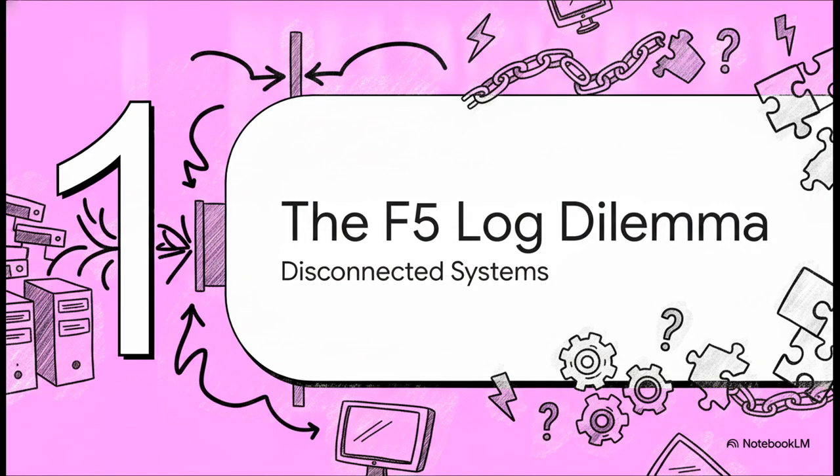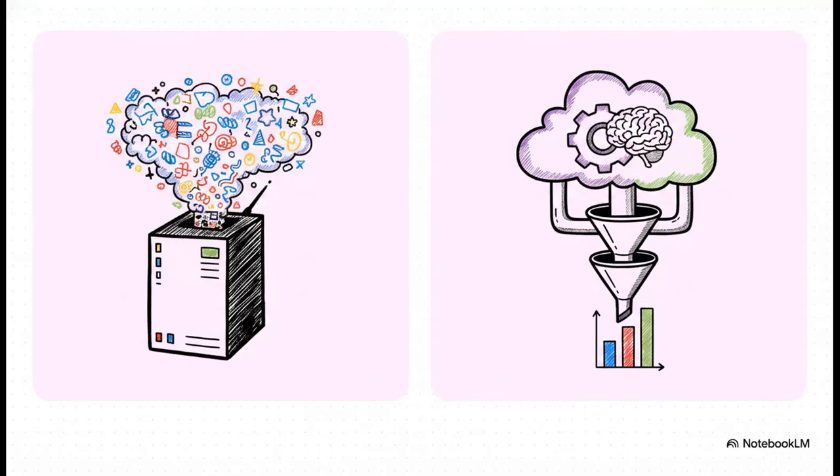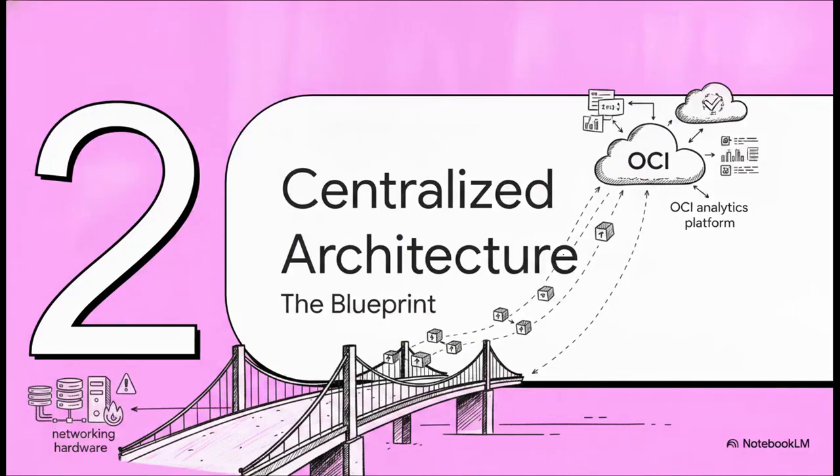Starting off with Section 1, the F5 log dilemma. So picture this. On one side, you've got your F5 Big IP just pumping out these massive volumes of critical security and traffic data. And then on the other side, you have OCI Logging Analytics, your centralized hub to index, enrich, explore, and correlate all your infrastructure logs. The real dilemma here is that while the F5 appliance produces those vital insights, you desperately need the centralized, machine learning-powered engine of OCI to actually correlate that data and figure out what those logs mean in the context of your entire cloud environment.